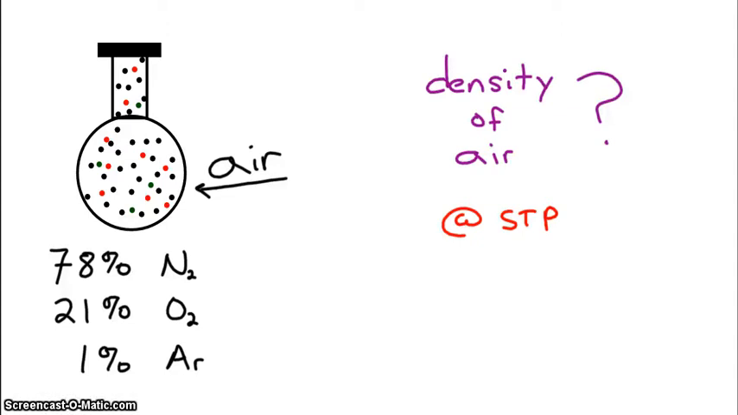Problem number 78 on page 228. We are told that we have a sample of air that is made up of nitrogen, oxygen, and argon in the mole fractions of 78% N2, 21% O2, and 1% argon. We need to find out the density of the air at standard temperature and pressure.